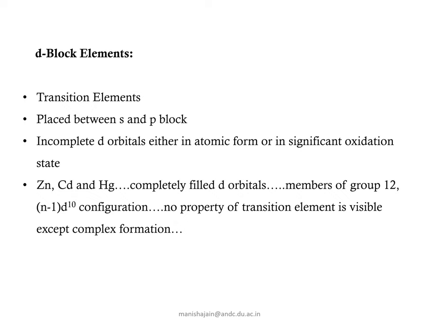They are placed there as demanded by the increasing atomic number placement in the periodic table, along with one important property which is shown by them, which is unique to the transition elements and is not much significant for other parts of the periodic table, and that property is the complexation property. Zinc, cadmium and mercury show complexation property, a unique property of transition elements, and therefore they are studied along with the transition elements. But otherwise, they do not display the properties significant of transition elements in other spheres.